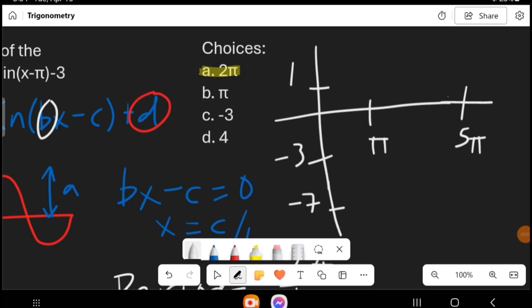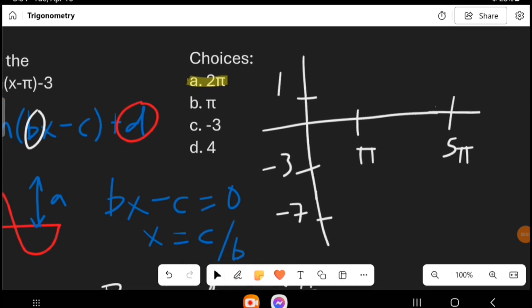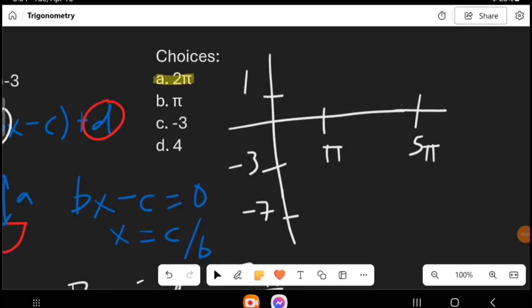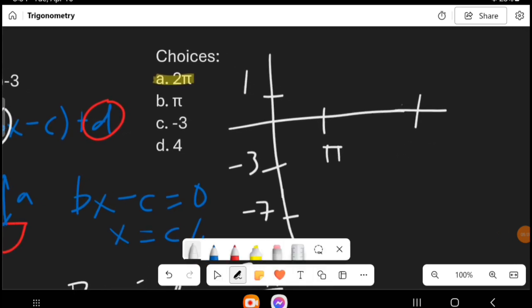Since it starts at pi and our period is 2 pi, it will end at pi plus 2 pi. Not 5 pi, it will end at 3 pi, since you are going to add one period. Now, our sine curve will look something like this. We start here at negative 3, the vertical shift, and you will end here. That's one cycle of our graph.